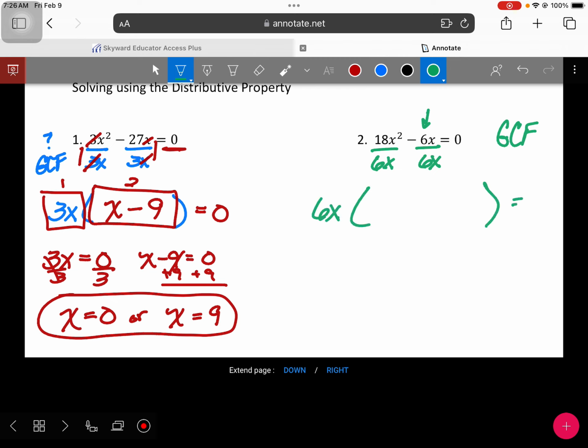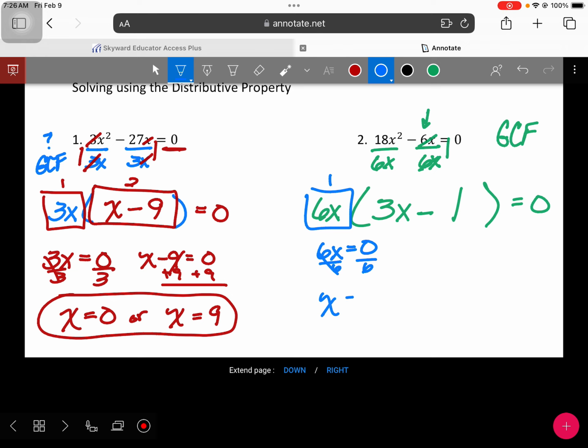It goes out front. So 18 divided by 6 is 3. X squared divided by x is x, minus 6x divided by 6x. All of those simplify out to be a 1. So now I've got to set each of these equal to 0. 6x equals 0, divide by 6. So x is equal to 0.